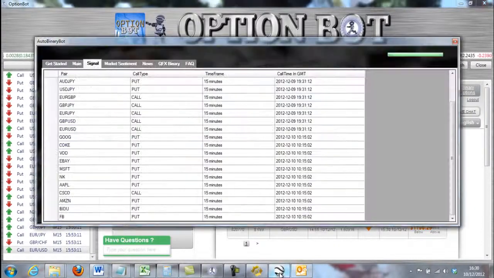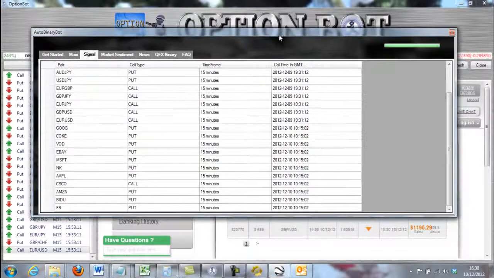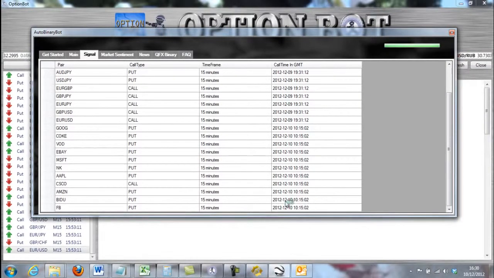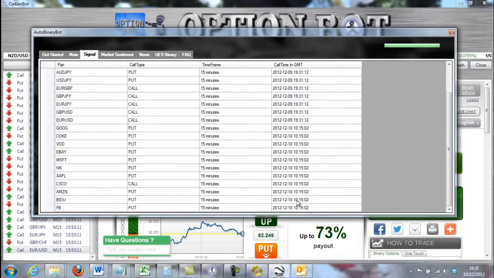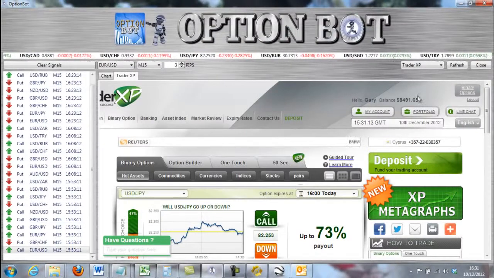Whilst that loads, I just want to click on to Auto Binary Bot. I've not had much advice on this at all, apart from the Amazon one that it was stuck on, Baidu and Facebook. They're saying to place trades, but these trades occurred a long time ago. And yeah, I mean, these are 10:50, quarter past 10 in the morning. GMT is obviously much later than that now. So click back here. Oh, look, there we go.